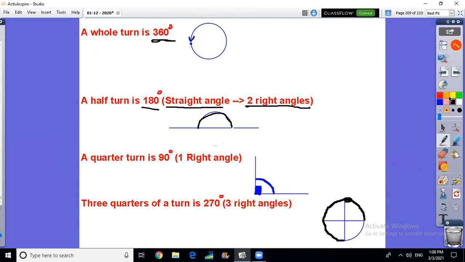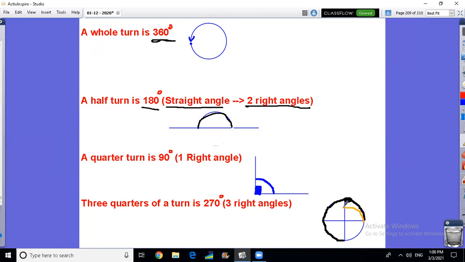Look at this full circle here. If I make half a turn, this is actually two right angles. One right angle is here, two right angles. So it's 90 and 90. 90 plus 90. Two right angles are going to give you 180 degrees, which is half a turn. So you should know a whole turn is 360, half a turn is 180, which is two right angles. What about a quarter? A quarter of a turn is exactly 90 degrees.